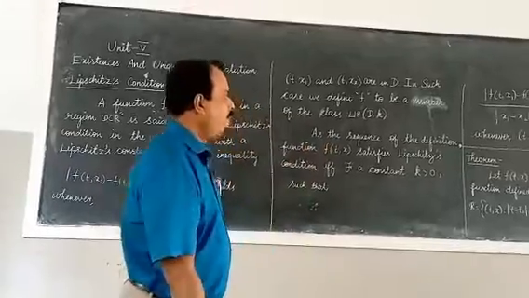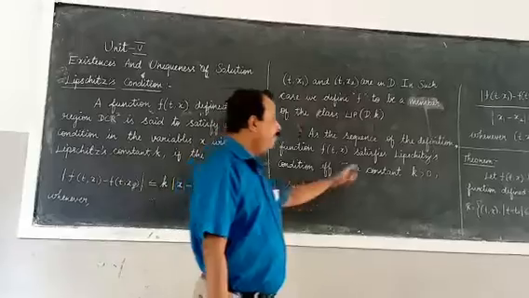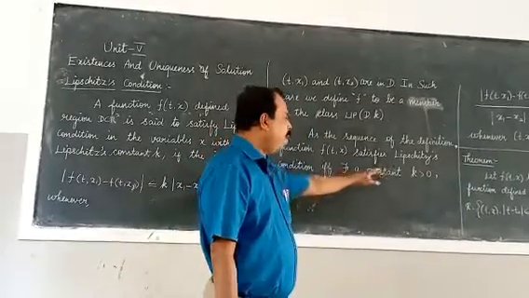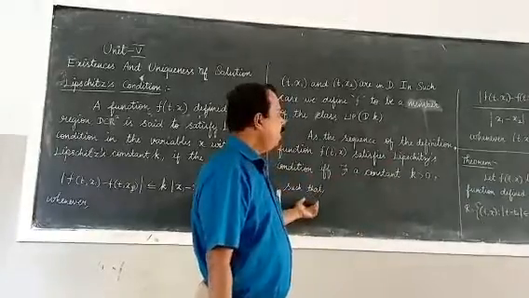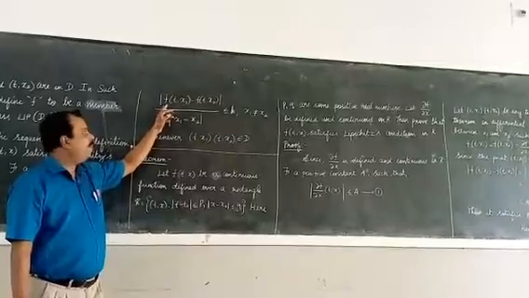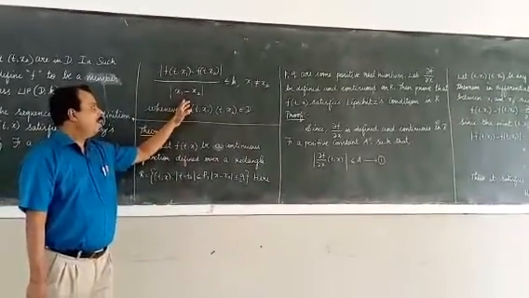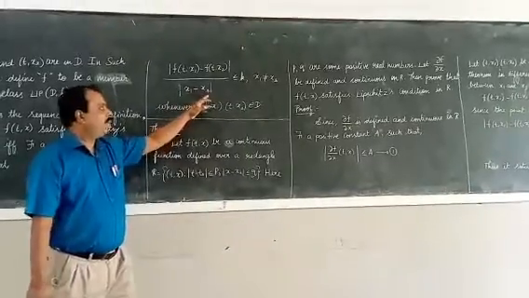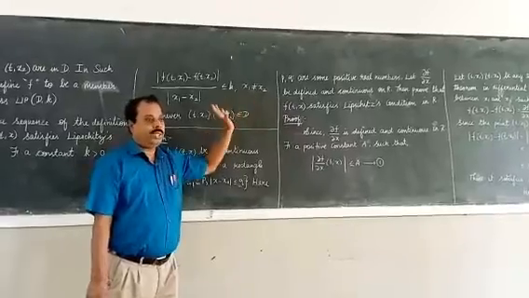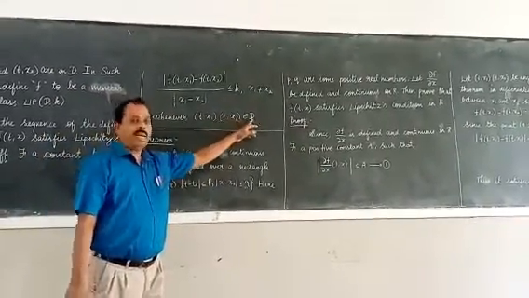As a consequence of the definition, the function f(t, x) satisfies the Lipschitz condition if and only if there exists a constant k greater than 0 such that this inequality is satisfied, that is, |f(t, x1) - f(t, x2)| divided by |x1 - x2| is less than or equal to k. Here x1 is not equal to x2, whenever these two points are in D.